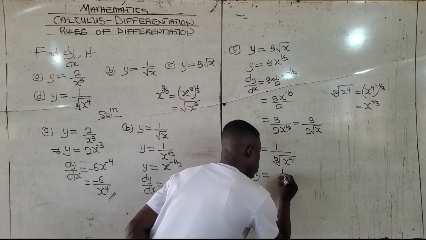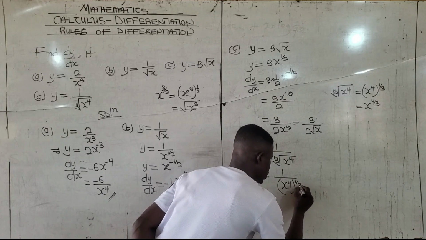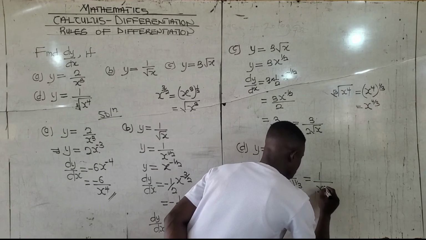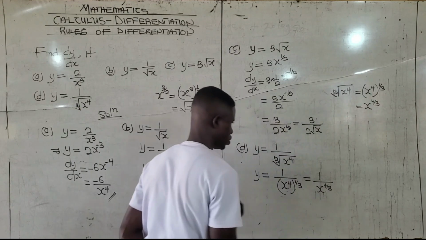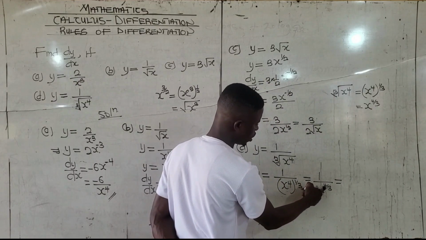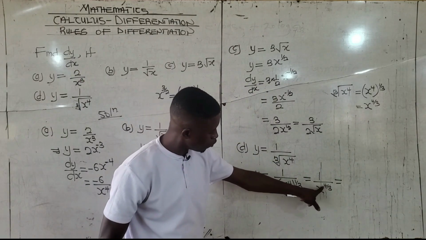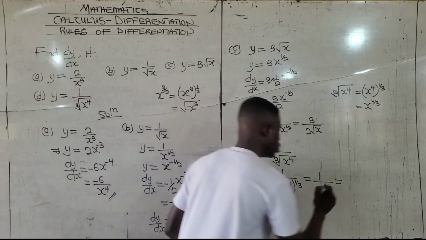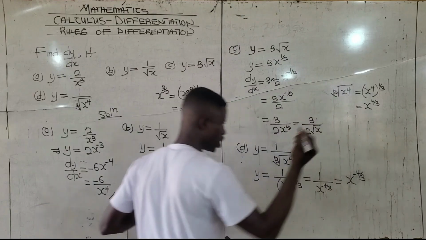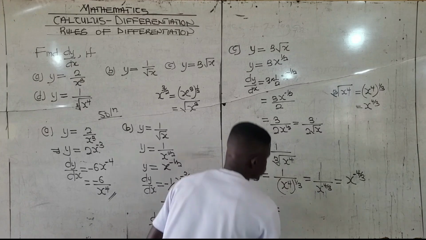So here we are going to have 1 on x to the power 4, all raised to the power 1 on 3, which is the same as 1 on x to the power 4 on 3. Since it is a denominator here, we would like it to be in linear form. So x to the power 4 on 3 goes up as a numerator, and we have x to the power negative 4 on 3. Now we can differentiate.